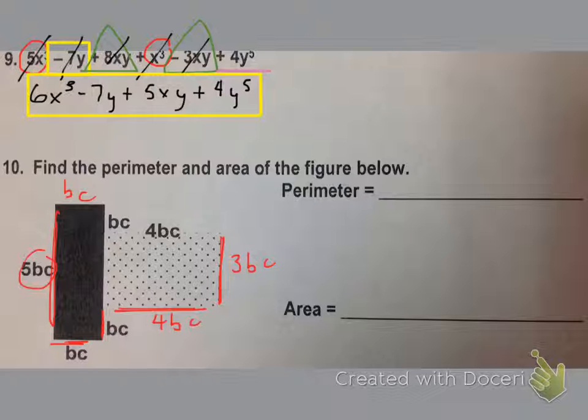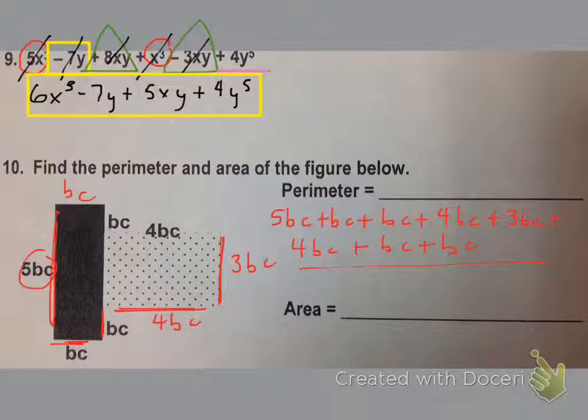So let's find the perimeter. So how am I going to find the perimeter? Okay, so start. 5 BC, plus 4 BC. Well, let's go in a nice order so we don't miss anything. So plus BC, plus BC, plus 4 BC, plus 3 BC, plus 4 BC, plus BC, plus BC. Now, are they all like terms? Yes.